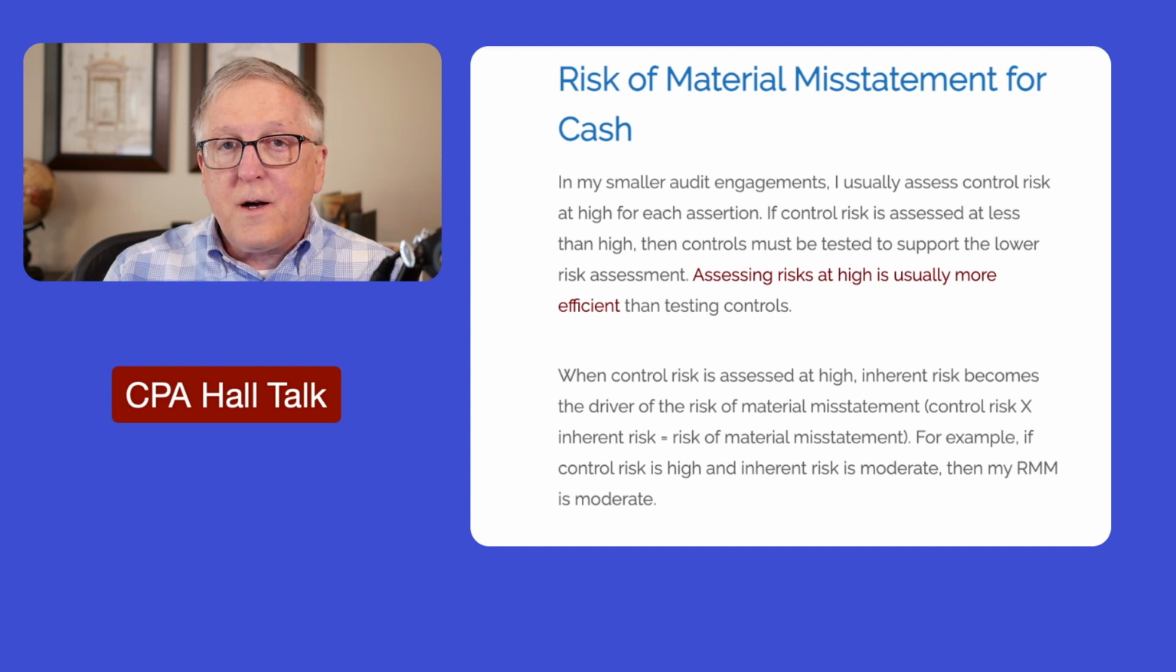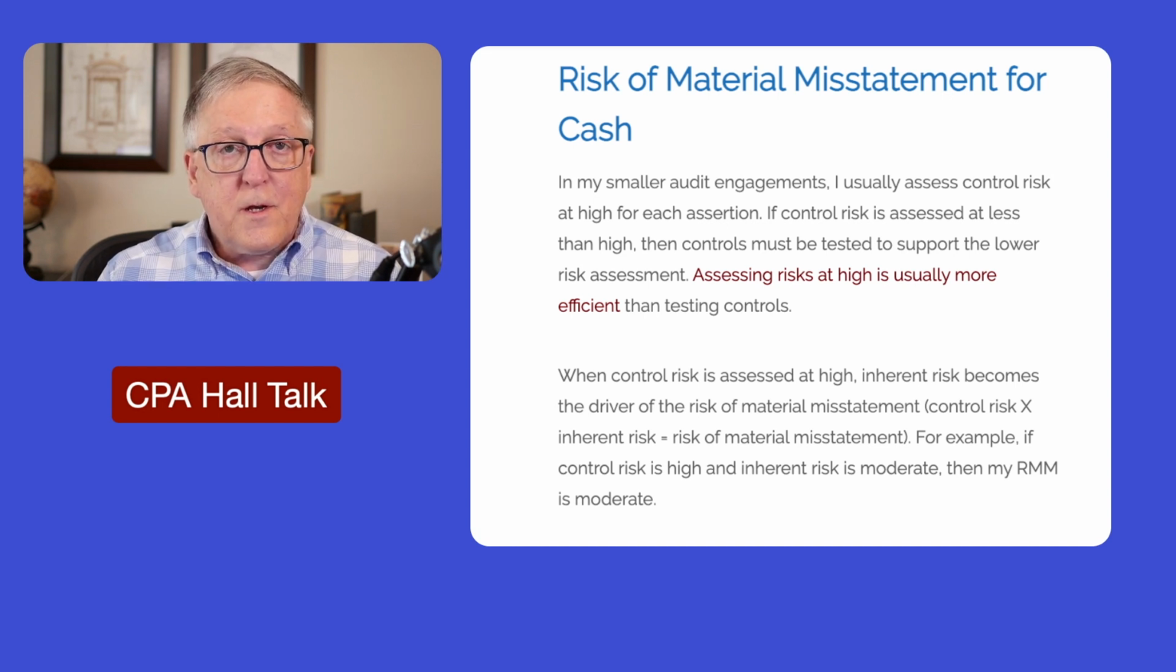So if you felt like, say, the existence assertion should have a high assessment, well, now what we're saying is we're really going to test more than just the bank reconciliation. We're probably going to perform some type of fraud detection procedures to make sure that all of the cash accounts really exist. And one of those could be as simple as sending bank confirmations. But the higher the risk of material misstatement, then the more work we're going to do in the cash area.